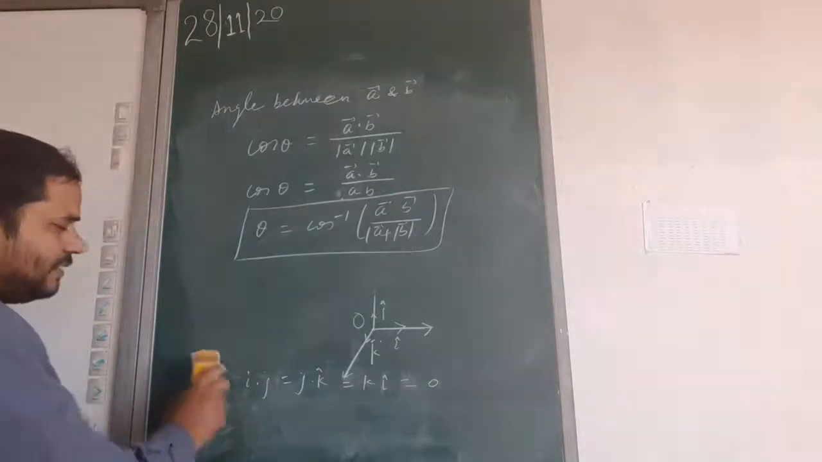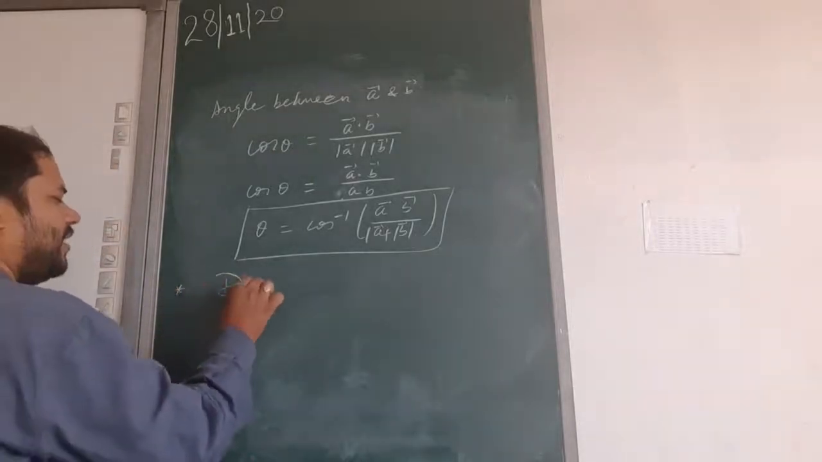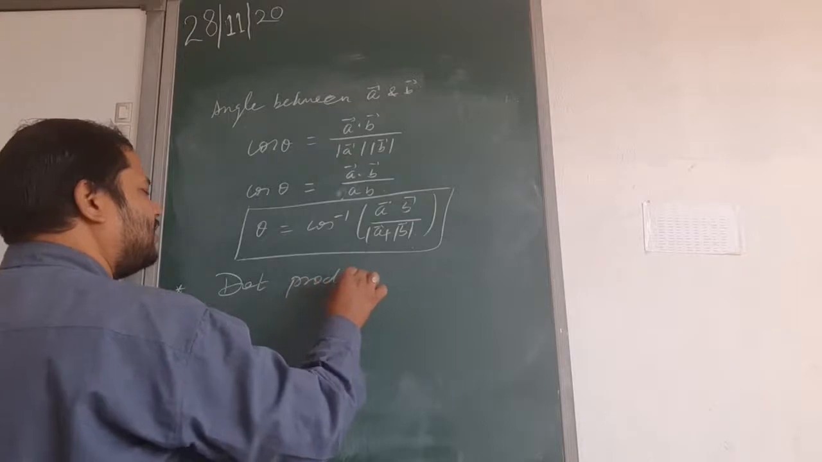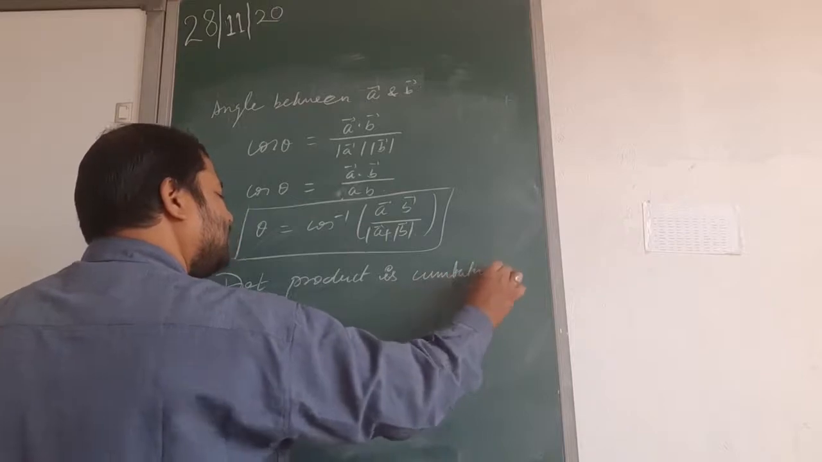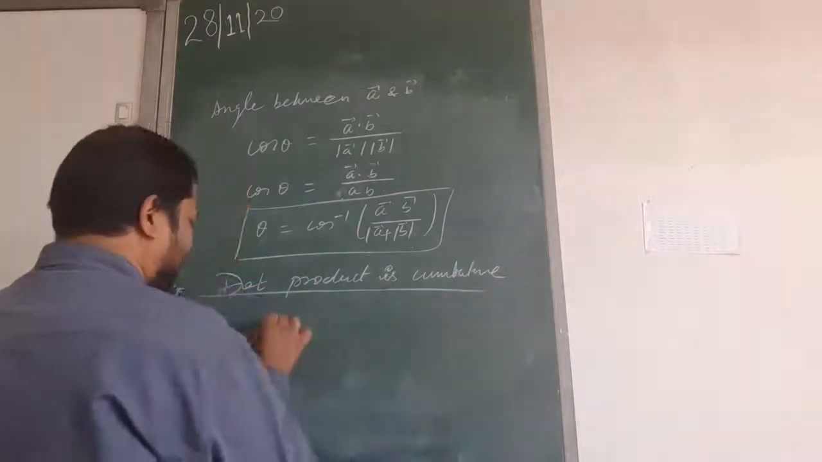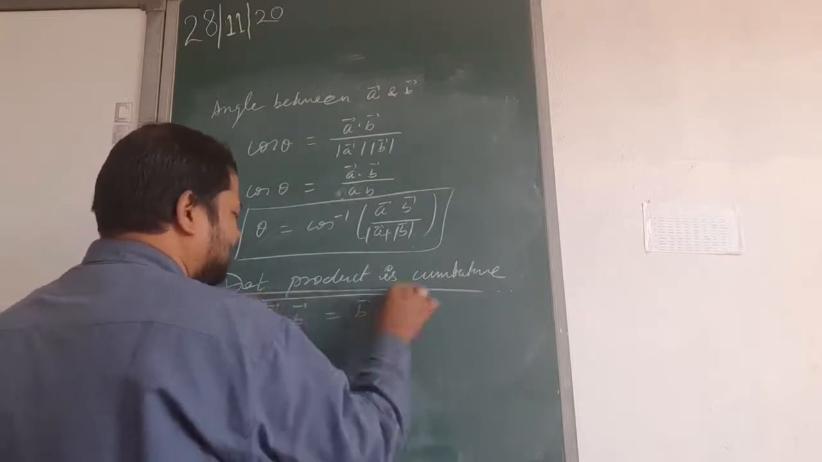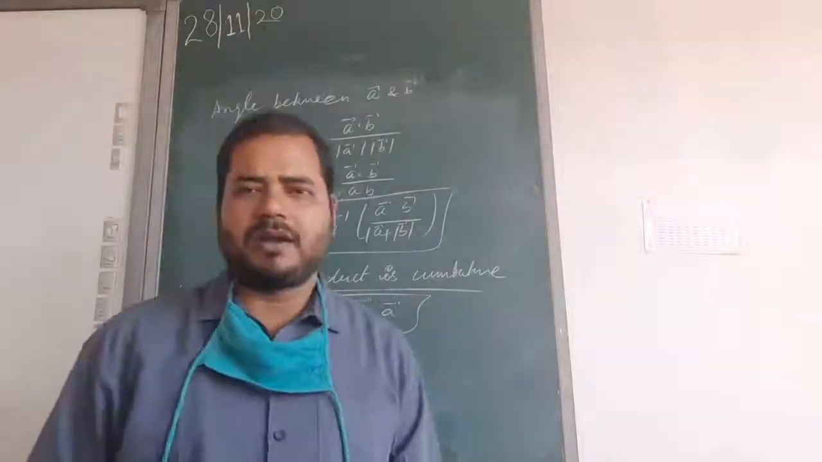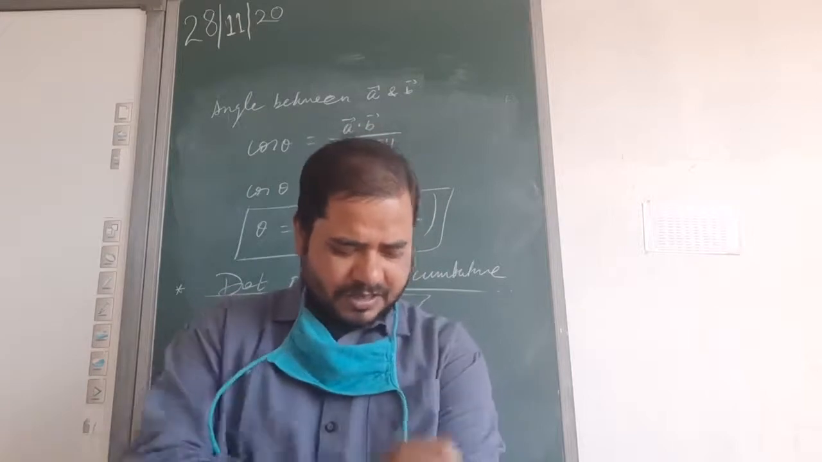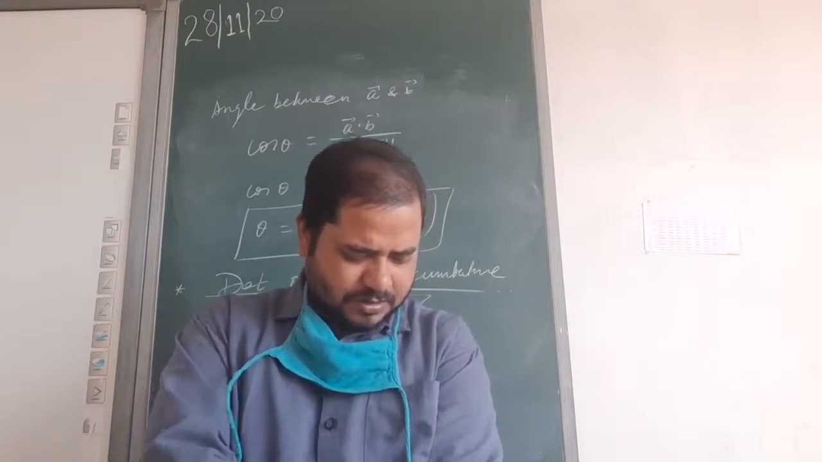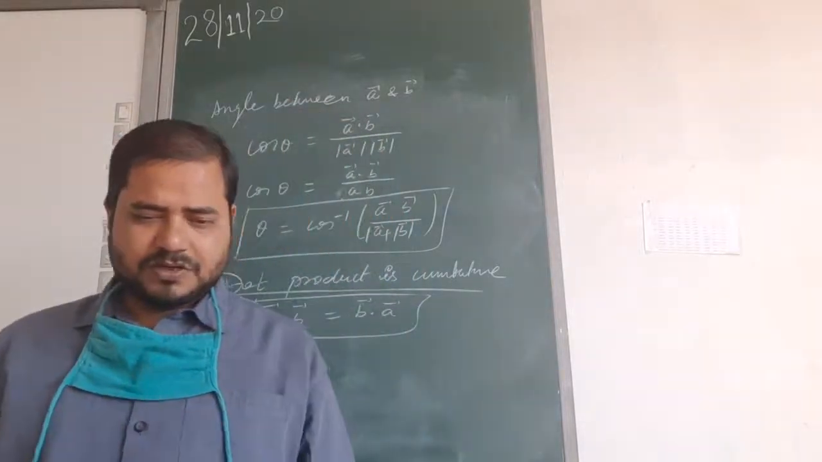And the last observation, last remark, is that dot product is commutative. Dot product is commutative. That means A dot B must be equal to B dot A. This is the most important thing for dot product. Okay? So note it down, and then after that we start some properties of scalar product. So first you note it down.